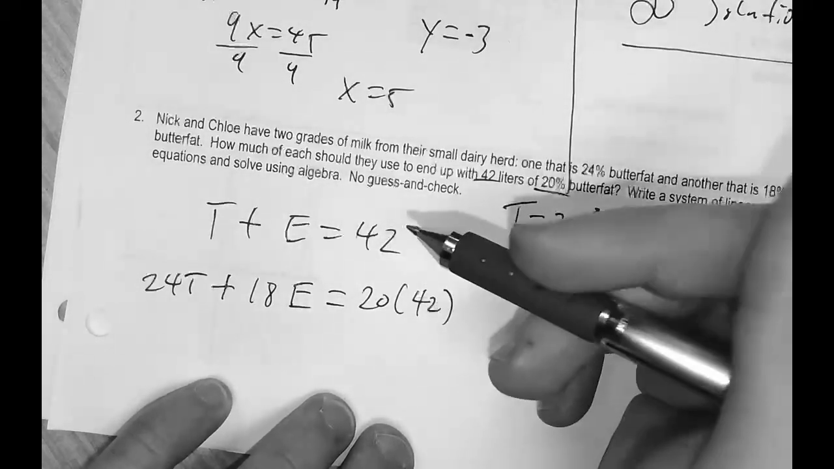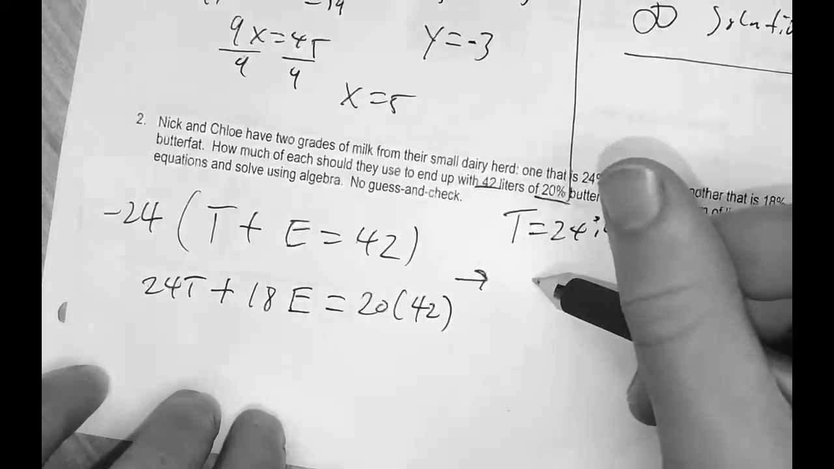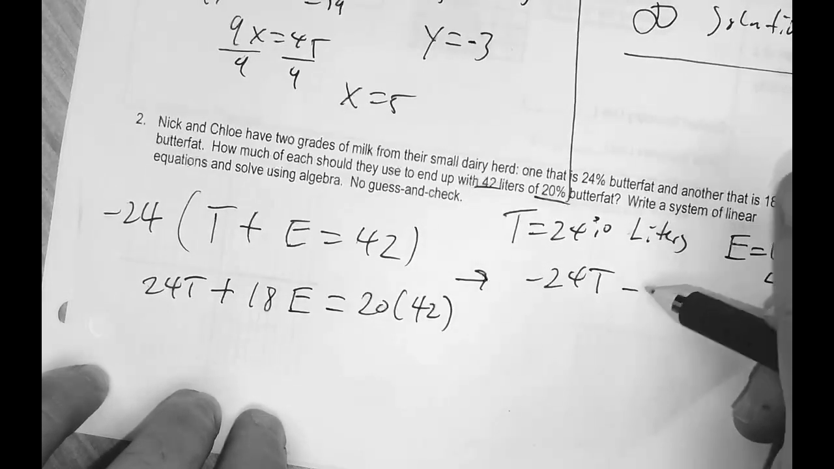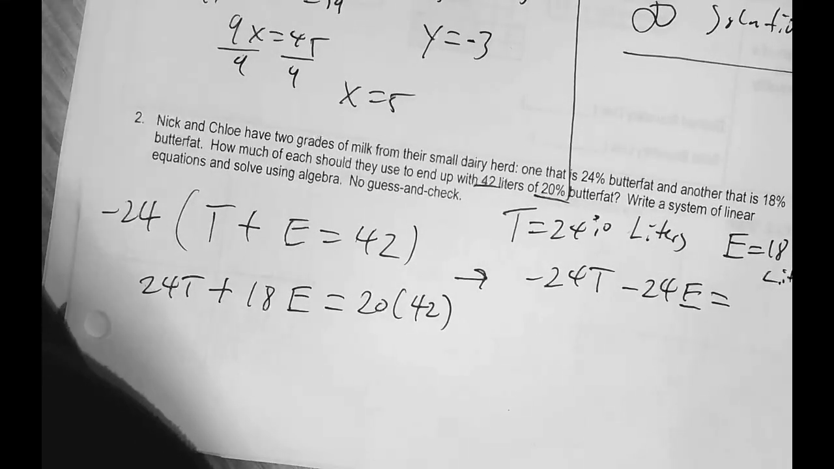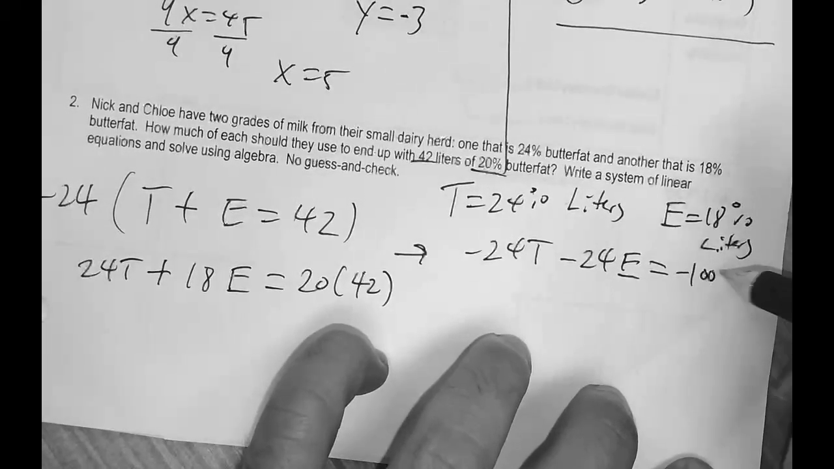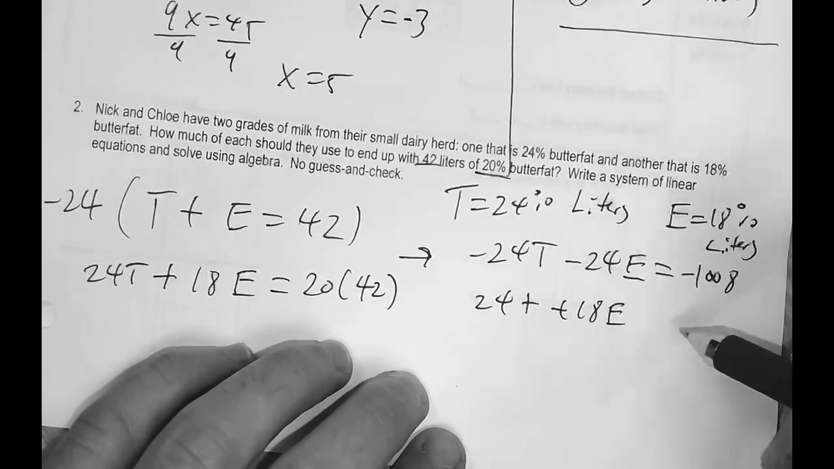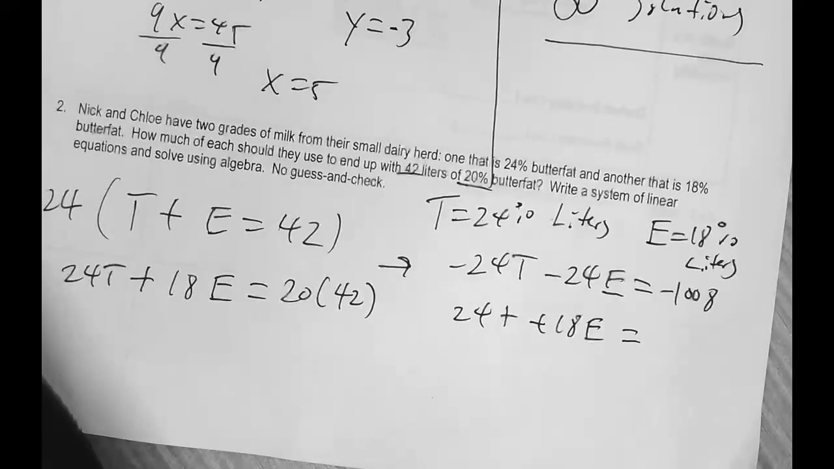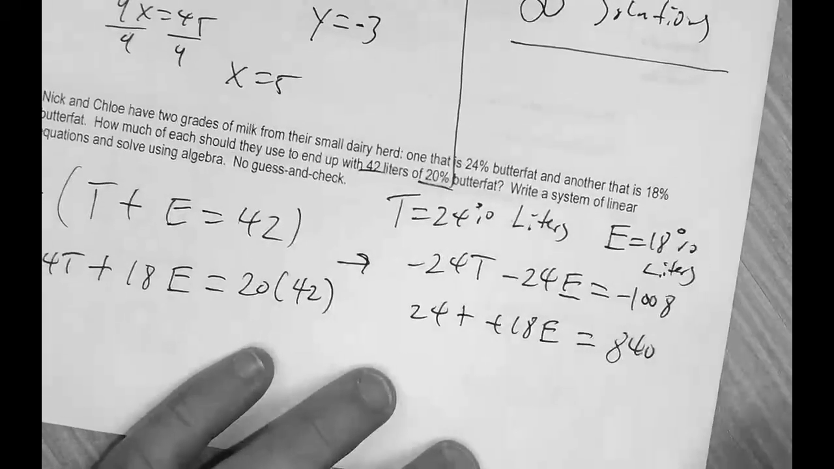You could use substitution, or since we've been doing elimination, I'm going to continue doing elimination. We can multiply this whole top one by negative 24. And we'll have two new equations. We'll have negative 24T minus 24E equals, and then 42 times negative 24. So 42 times negative 24 is negative 1008. And then bottom, we have 24T plus 18E equals, and then 20 times 42 is 840. So we're going to add these together.